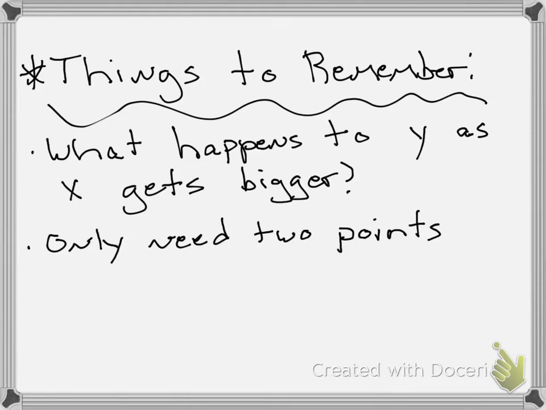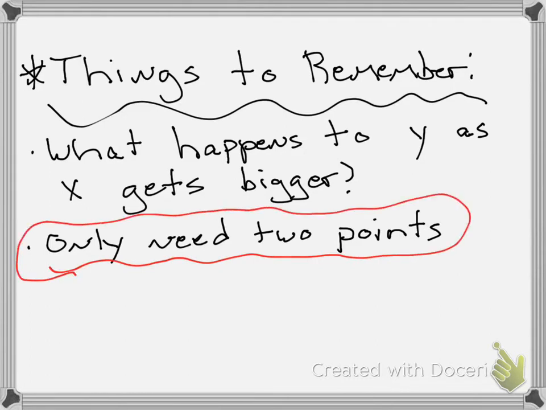And the last thing here, guys, is you really only need 2 points to make your equation. You really would like to have more, just because the more points you check, the more likely you are to create the equation correctly. But really, you only need 2 to make your equation.